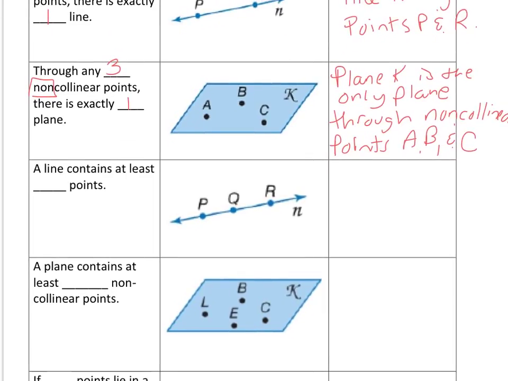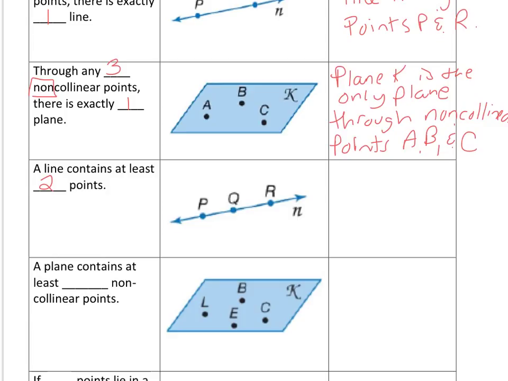And next we have a diagram. We have 3 points, P, Q, R, all on the same line N. And we know that a line contains at least 2 points. Even though 3 are drawn here, a line contains at least 2 points. And in fact, a line goes on forever, so it contains an infinite number of points. But at least 2 need to define that line.